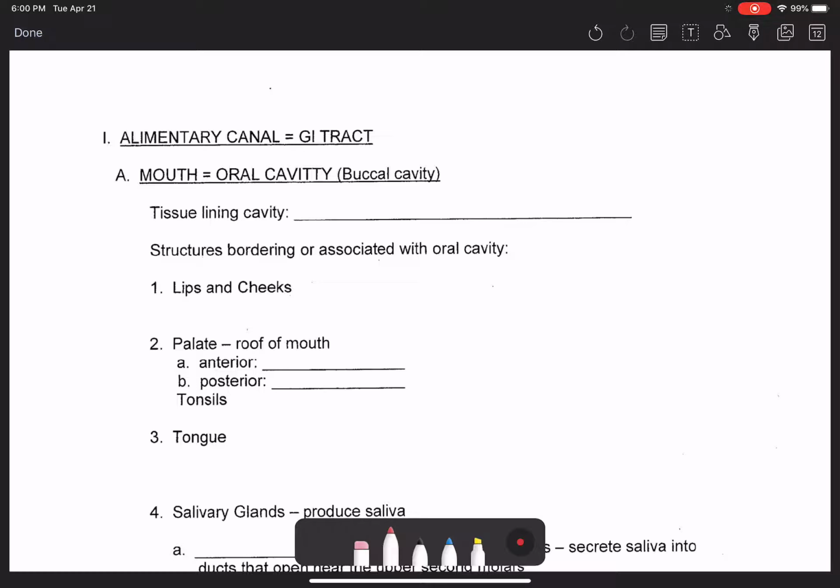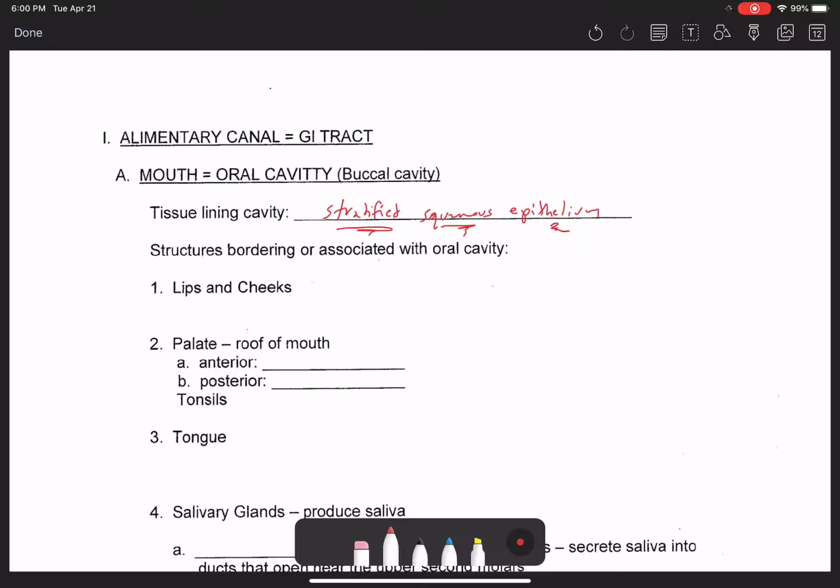canal. Oral cavity is also known as your mouth or buccal cavity. First of all, the tissue lining the oral cavity is characterized histologically as stratified squamous epithelium. And so let's break this down. So stratified refers to the fact that these cells are stacked in multiple layers, and squamous refers to the fact that these cells are flat. And epithelium refers to the fact that these cells are in fact epithelial cells.